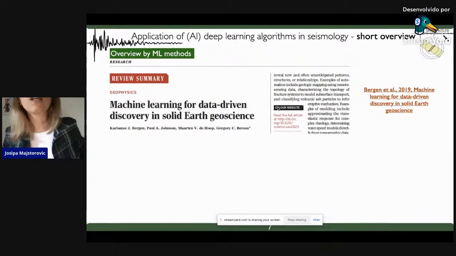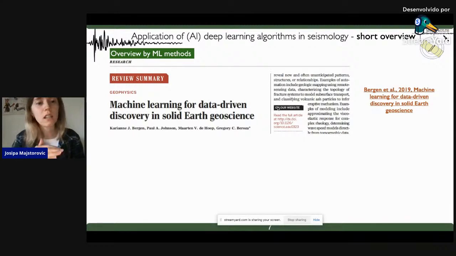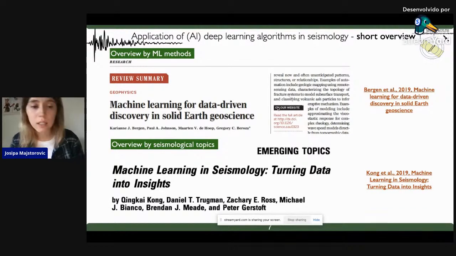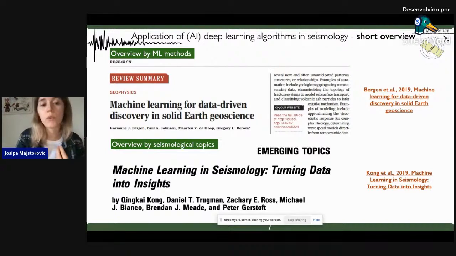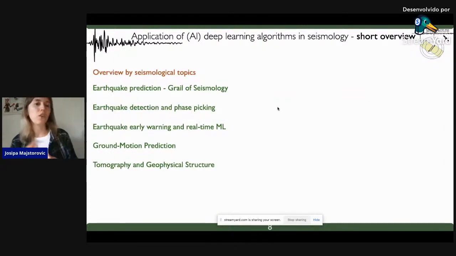If you are interested in reading more, I would recommend this paper by Bergen and collaborators in 2019, where they very nicely wrote an overview of machine learning methods and how specific methods were applied, for example, in seismology or solid earth geoscience. There's another paper by Kong and collaborators in 2019, where they took some seismological research topics and wrote an overview of what had been done in solving them. I will use this second paper to give you a flavor of some of these papers. A little disclaimer: none of these papers is the latest development in its research topic. It is something that I found interesting, so I want to share it with you.